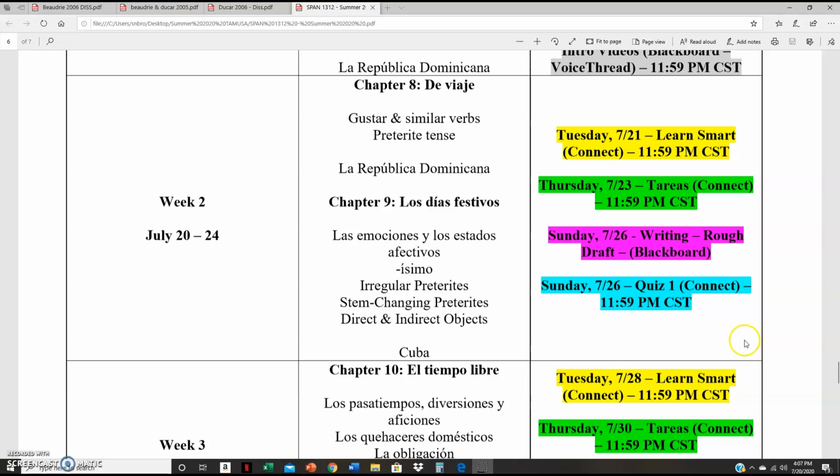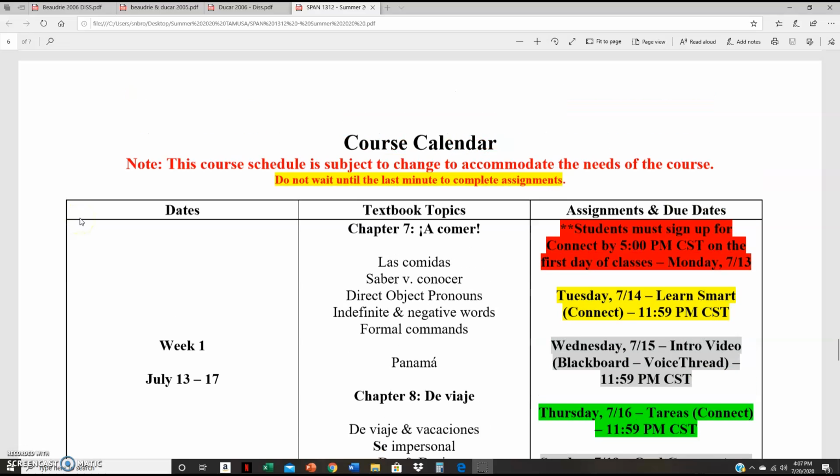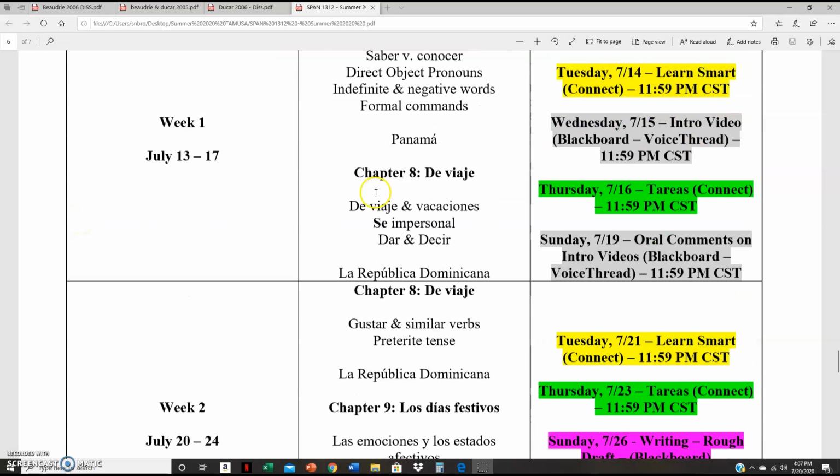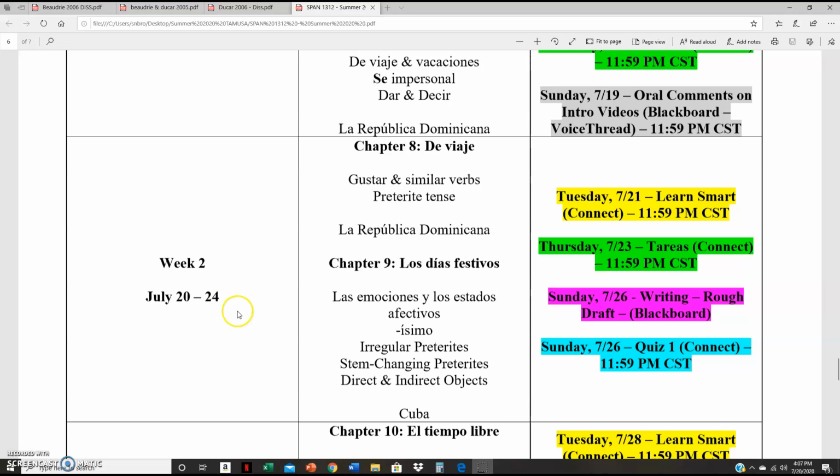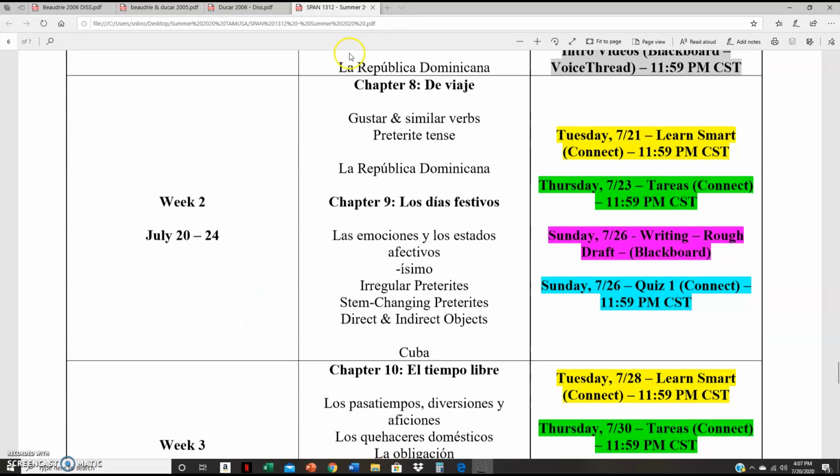So if you head to our syllabus under course calendar, week 2 is the 20th to the 24th. We're finishing up chapter 8 and completing all of chapter 9. We do have assignments due Tuesday, Thursday, and Sunday.